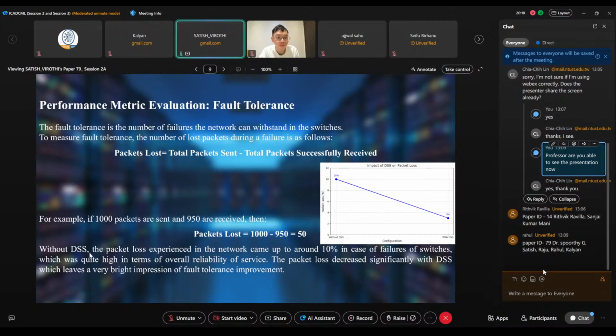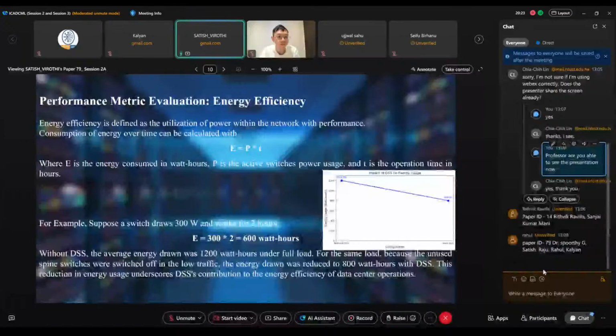And from this performance metric evaluation, we can conclude that without DSS, the packet loss has been more. With DSS, we can make the packets flow efficiently without failure.